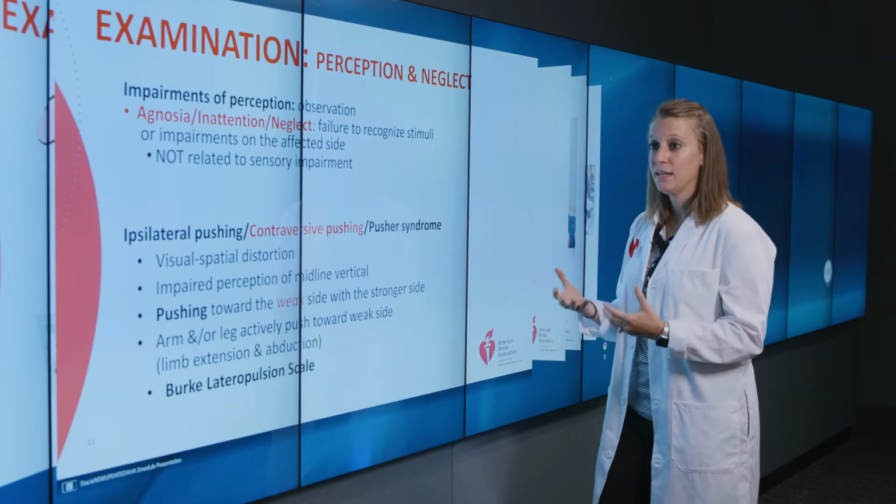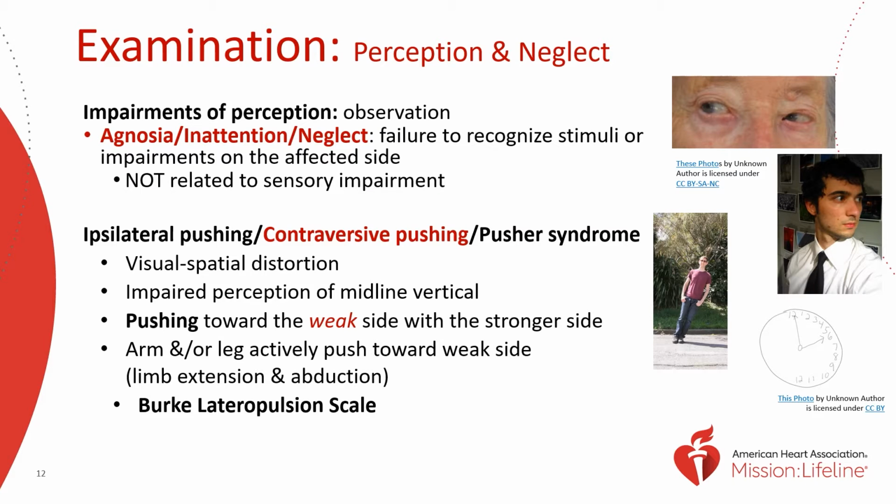And it's really just paying attention and observing how your patient is moving and then incorporating that into your therapy sessions, and again, referring that out to occupational and speech therapy as needed. I want to spend a moment and talk about something called contraversive pushing or ipsilateral pushing, or what used to be called pusher syndrome. And this is a visual spatial disorientation in which the individual perceives upright as about 20 degrees to the side of the impaired side.